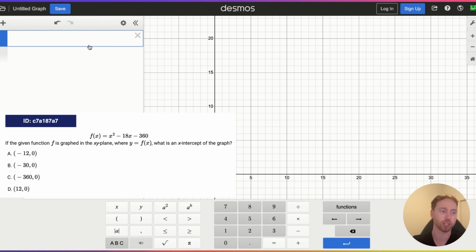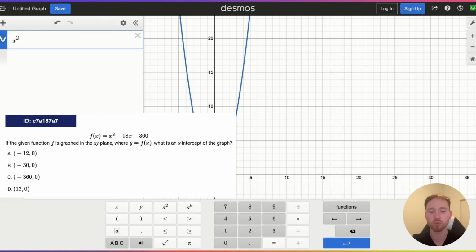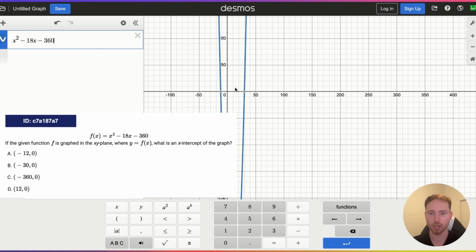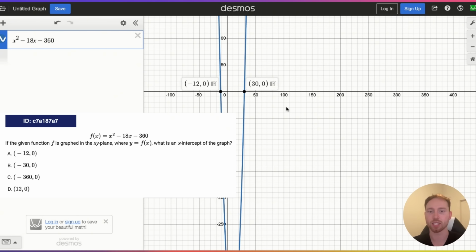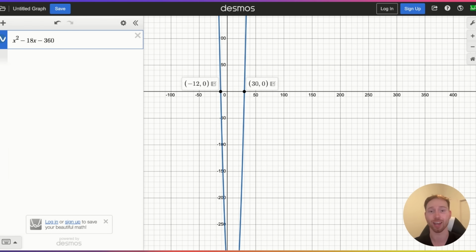Take a look at this question. It's asking us what is the x-intercept. So it's asking us a solution. Without Desmos, normally we would have to factor this, break it down, find the x-intercepts. But now I can just take a look at that equation and plug it in and visually find the x-intercepts on the graph. I typed that in correctly, and here we go. Right there, I see the negative and the positive intercept, and it's asking us what is an x-intercept of the graph, and clearly A is the correct answer, -12, 0, as the rest of them are not x-intercepts.